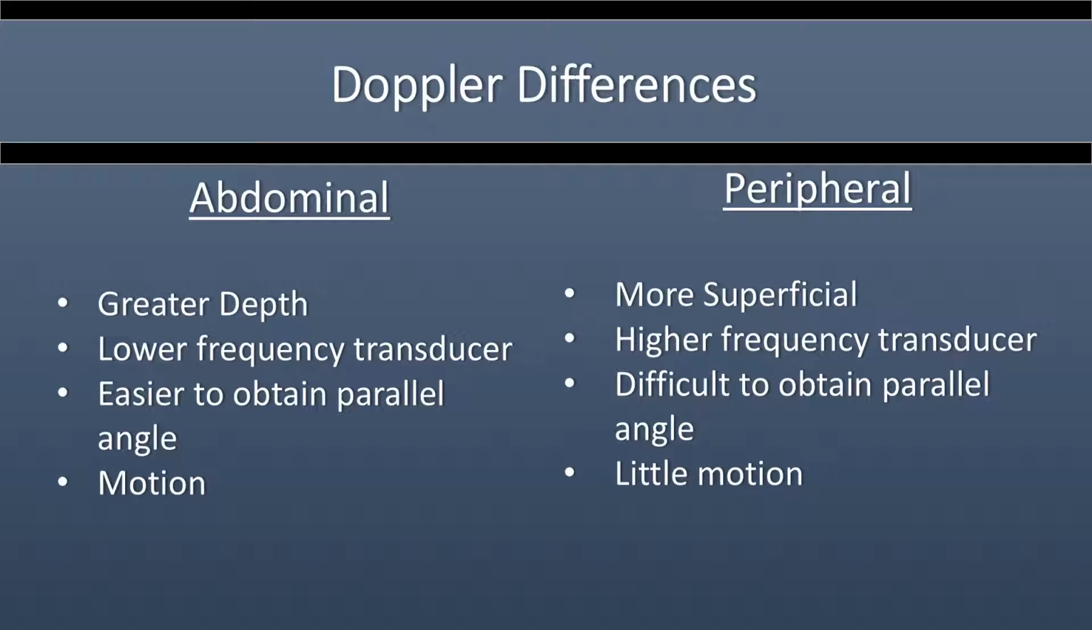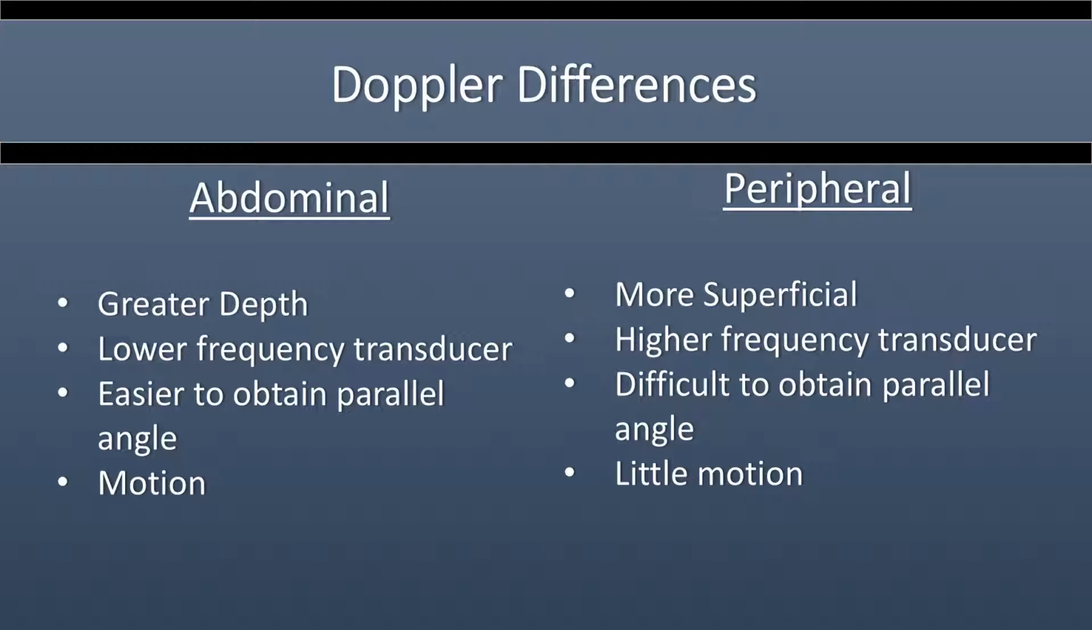When we compare the differences of using Doppler within the abdomen as opposed to evaluating the peripheral vessels, one of the first things we have to note is the depth of the vessels. In the abdomen, there's much greater depth to evaluate those vessels, which means we have to use lower frequency transducers to get better penetration. When we do that, we lose some of the resolution.